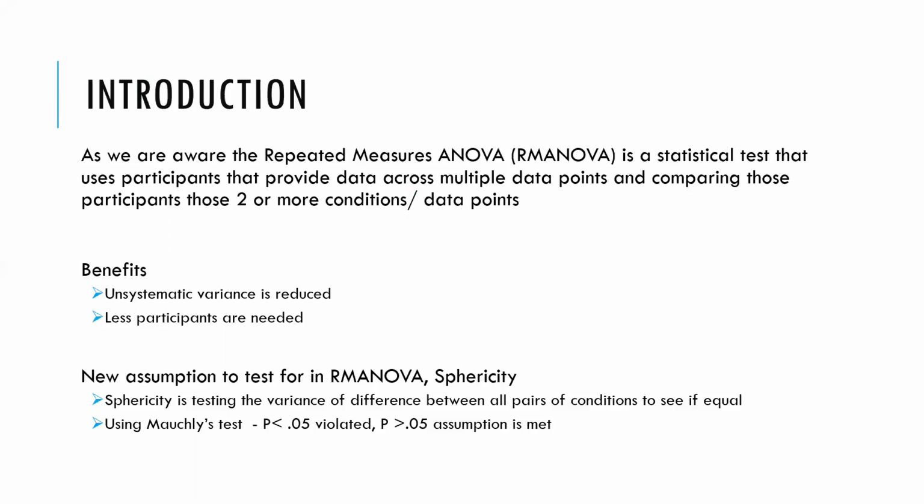As with most any statistical test, there are assumptions. With repeated measures, there's a new assumption called sphericity. That is a test of variance between the conditions to see if they're equal. The test indicating this assumption is called Mauchly's test. If P is less than 0.05, the null hypothesis is rejected, and the assumption is violated. If P is greater than 0.05, the assumption is met.